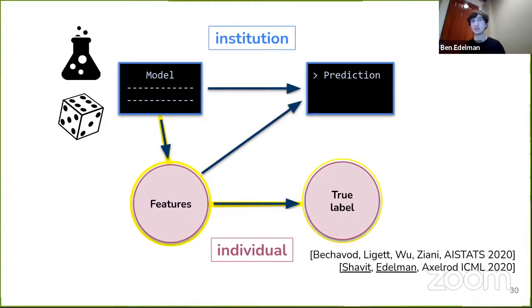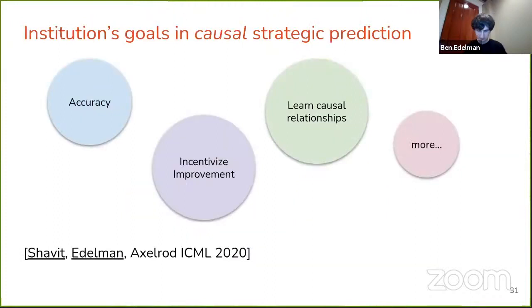Definitely still a lot of interesting work that could be done on this approach. So when we talk about causal strategic prediction, this is a strategic prediction setting where there actually can be genuine improvement. There are various goals that just the institution might care about. We're not even bringing in individuals or society, who will probably both care about these things.